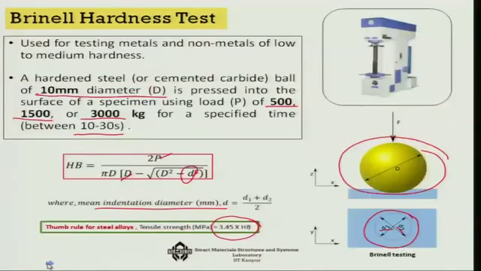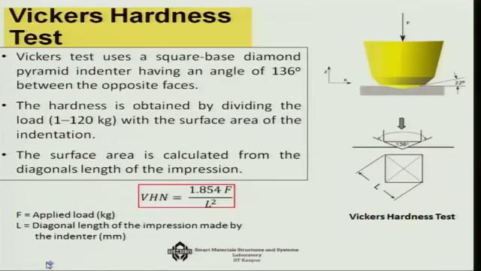Now, we come to the Vickers hardness test. What is the difference here? Unlike the Brinell hardness test, the shape is different, as you can see. It is a square base diamond pyramid indenter, generally having an angle of 136 degrees between the opposite faces. That is what is used in the Vickers hardness test.